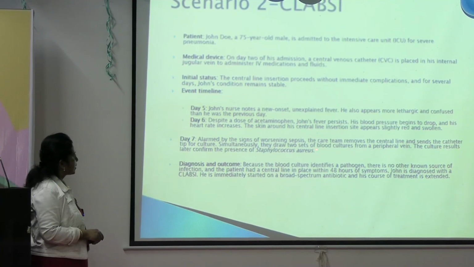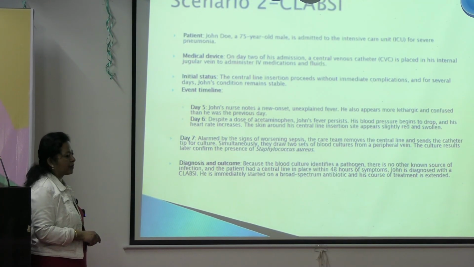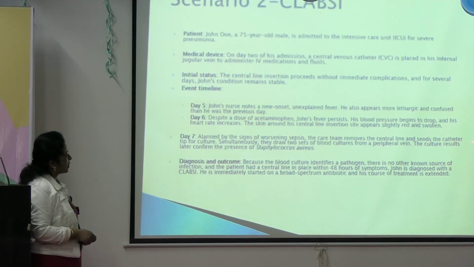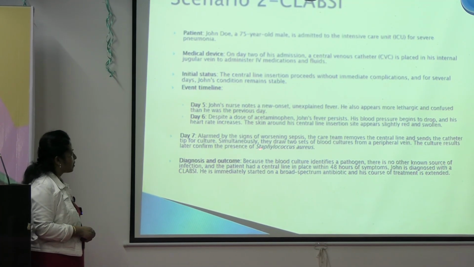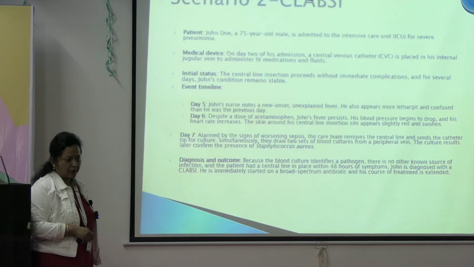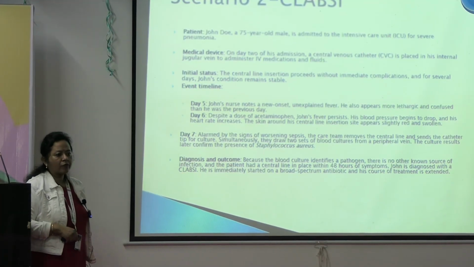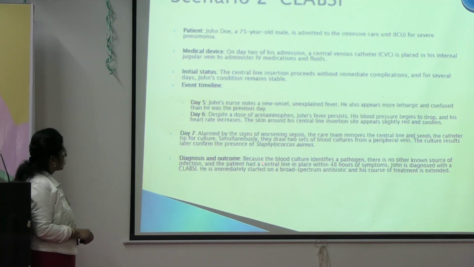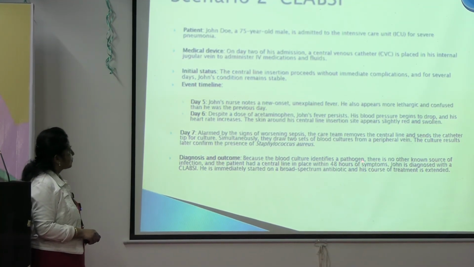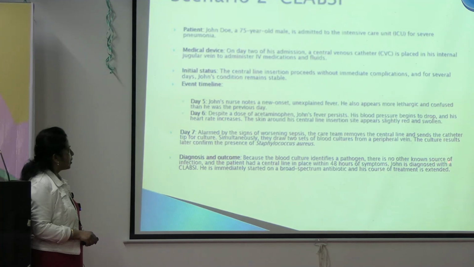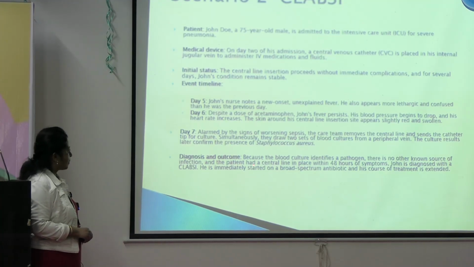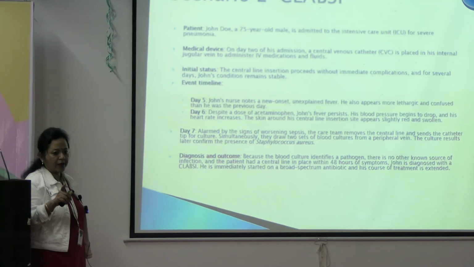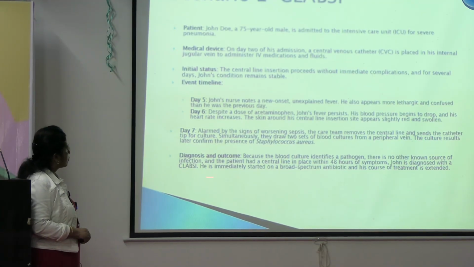Simultaneously, they draw 2 sets of blood culture from a peripheral vein. The culture results later confirm the presence of Staphylococcus aureus. Okay, so that's how we have come to the conclusion that he is having a CLABSI, because the blood culture identifies a pathogen, there is no other known source of infection, and the patient had a central line in place within 48 hours of symptoms. Okay. John is diagnosed with a CLABSI.